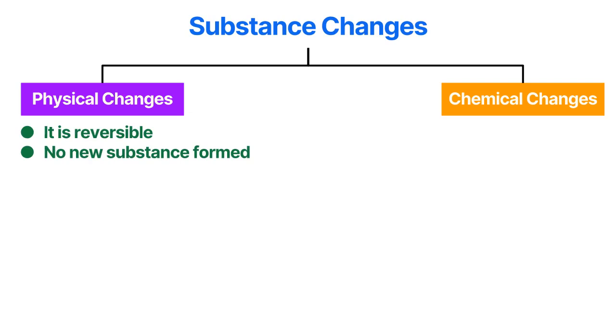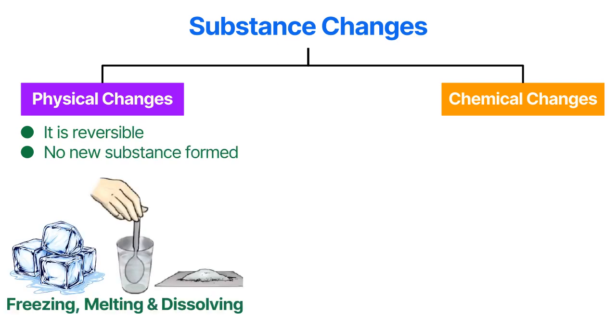Now, let us look at common examples of physical changes. Melting occurs when a solid turns into a liquid. Freezing is the reverse, where a liquid becomes a solid. Dissolving, such as sugar in water, is also a physical change. This is because the original substance can still be recovered. Note, if a change can be reversed easily, it is often a physical change.